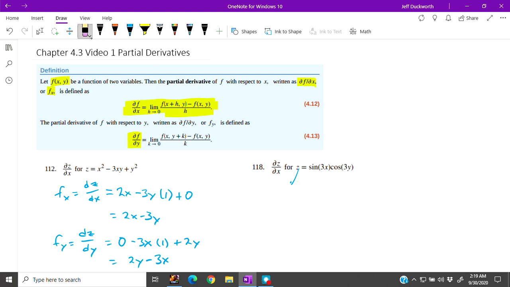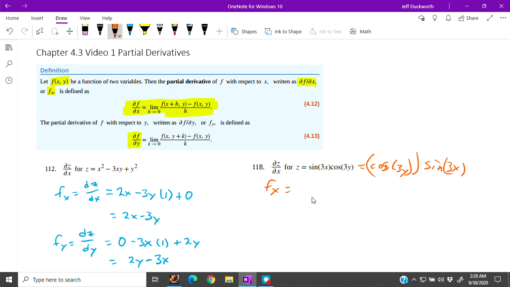All right, let me erase that, excuse me. So this next problem, we want to take the derivative with respect to x, and we are going to only look at the x part. So essentially I'm going to rewrite this and have this as cosine of 3y. That's all a constant. And then we just want the derivative of the next part, sine of 3x.